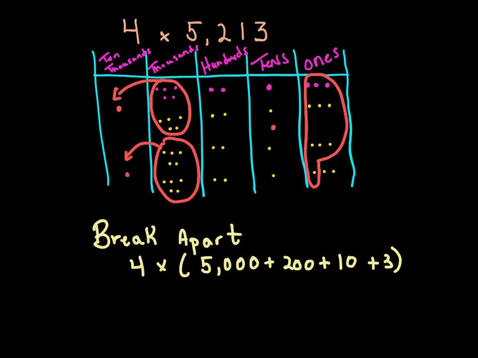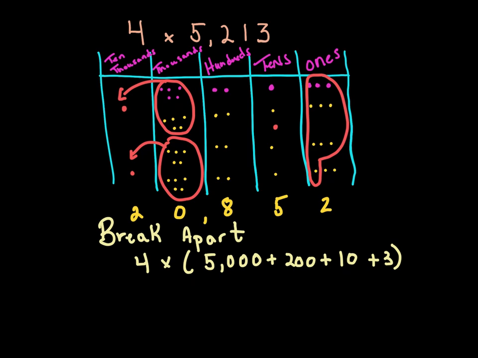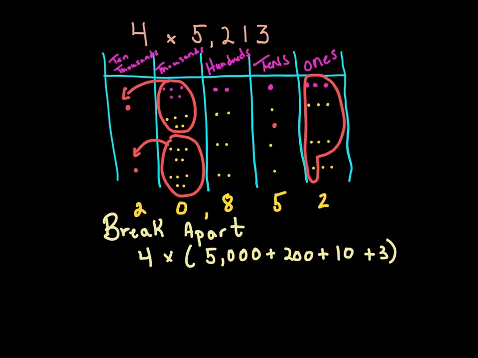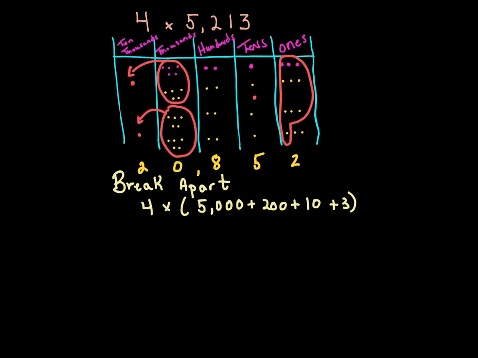So now what we have is 2 in the 10,000s. We have nothing in the thousands. We have 2, 4, 6, 8. We have 8 in the hundreds. We have 5 in the tens. And we have 2 left in the ones. So right now we have 20,852 is the product of 4 times 5,213.